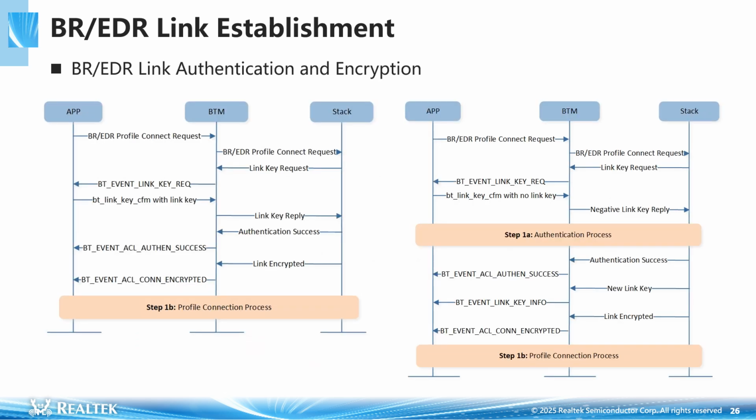The application can initiate a BR/EDR profile connection process after link ready. The BR/EDR host layer will check profile security and trigger authentication and encryption process automatically. The pairing process will be triggered if the application has no link key. The two figures illustrate the authentication and encryption processes for applications with and without a link key.